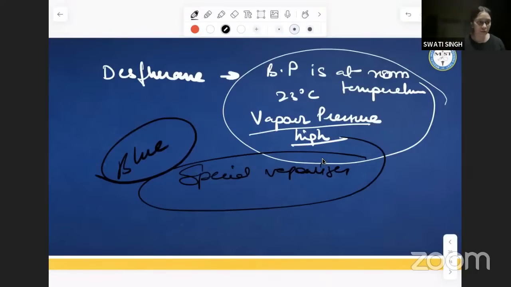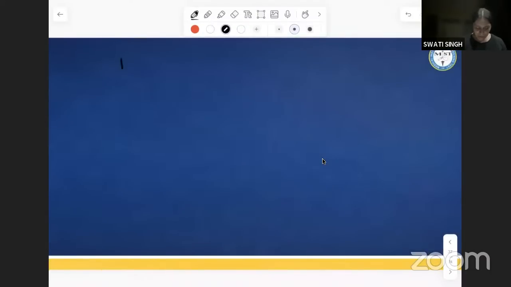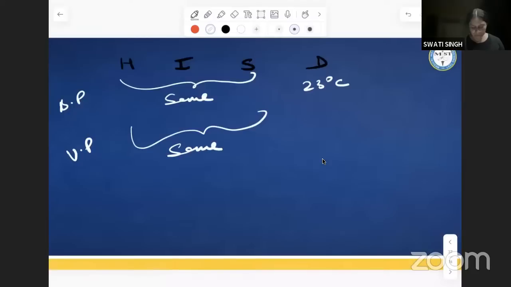There is one more question which can be asked about desflurane. Halothane, isoflurane, sevoflurane, desflurane. Boiling point, these 3 are the same. Desflurane, 23 degrees Celsius, room temperature. Vapor pressure, these 3 are the same. This one, 770, high vapor pressure.